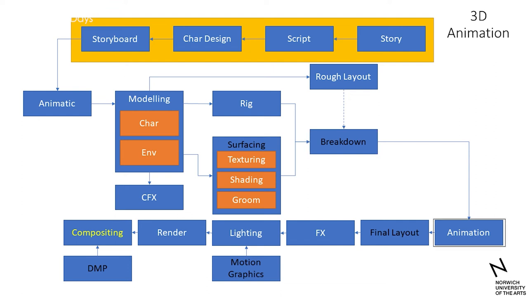Then we start animating. Once the animation is done, based on the movement of the characters, we do a final set dressing pass or a final layout pass, and then we add the effects. Effects here meaning all your fire, smoke, dust, and whatnot. Then on top of this, we do the lighting. Then we render everything out, generating the images, and then we go through a compositing phase, bring them all together, add the final music and sound, the final film comes out.